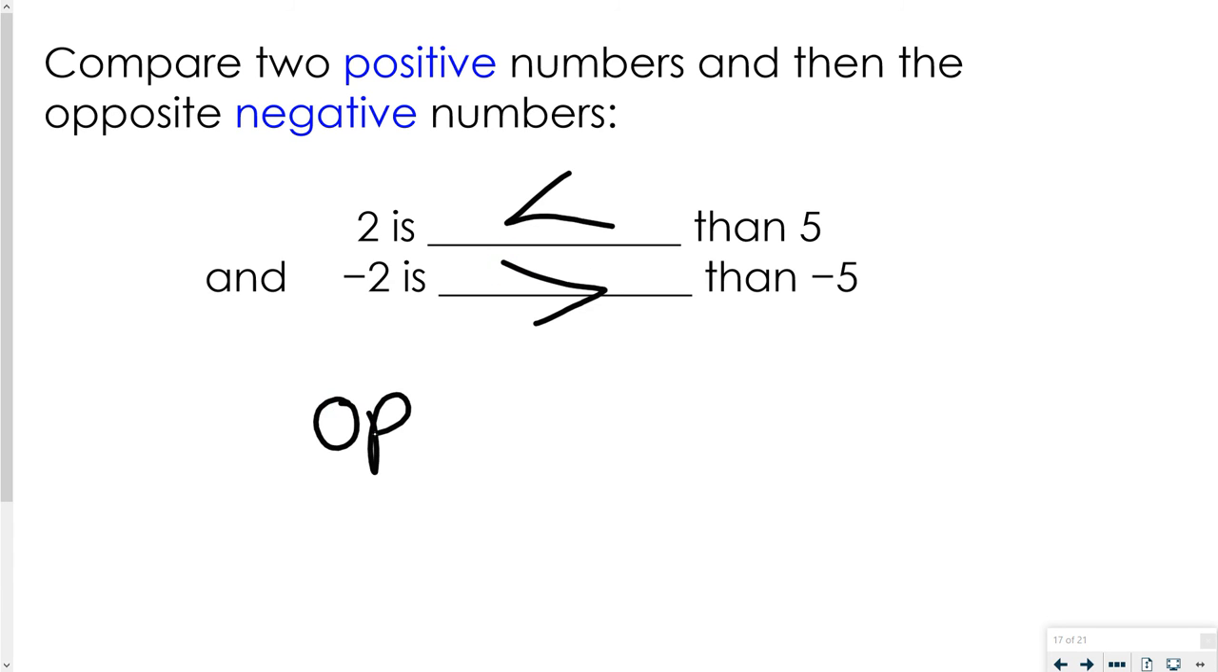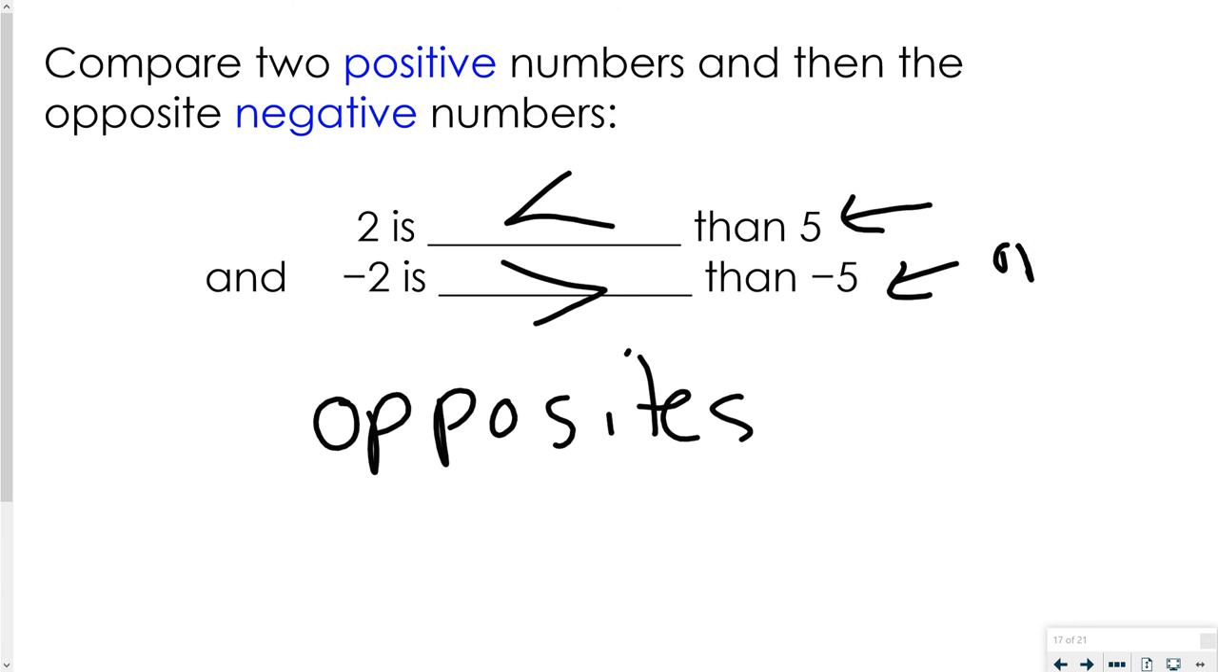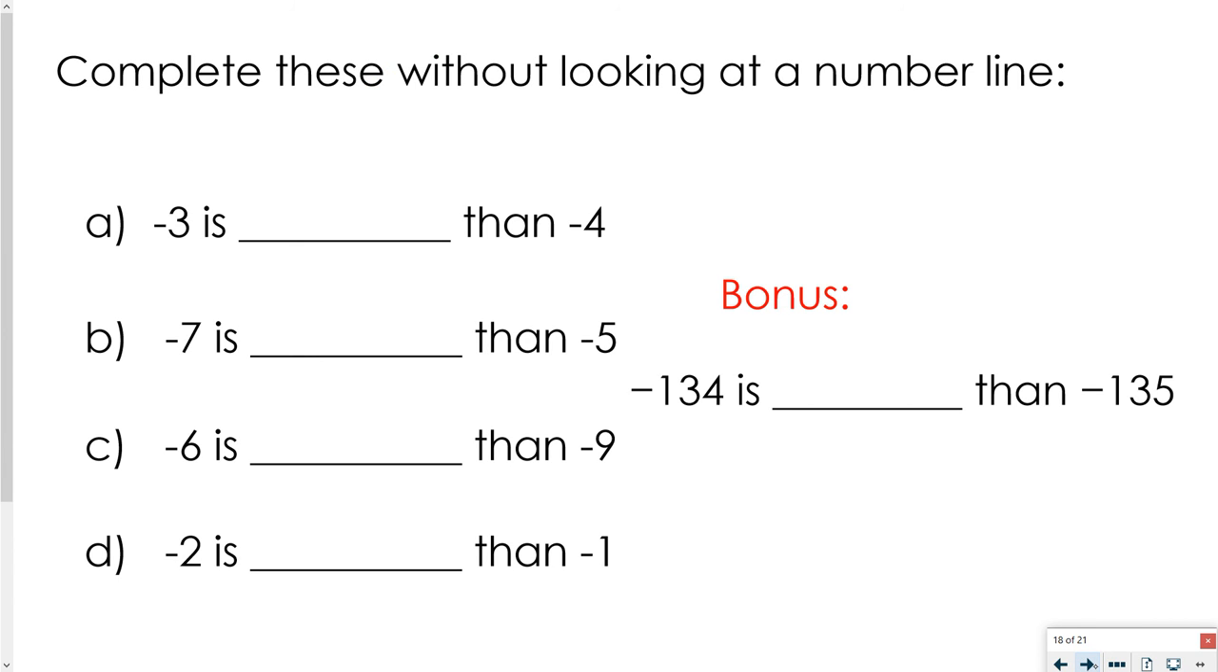So this is what we mean when we say opposites, okay? Whatever holds true for positives, it becomes opposite when you talk about the other type of number. And whatever holds true for negatives becomes opposite when you're talking about positives. Kind of cool. So think about your number line. I'm not going back to it this time. -3 is what compared to -4? So again, which number is further to the left? -4 is further to the left, which makes -4 smaller.